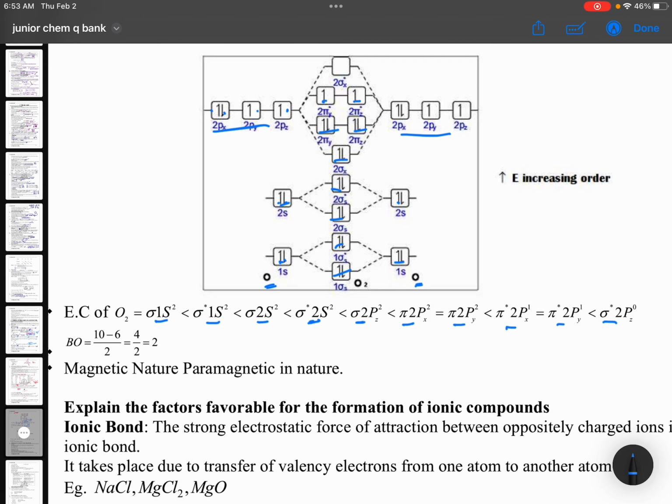Correct? So we are writing here sigma 1s2, sigma star 1s2, sigma 2s2, sigma star 2s2, sigma 2pz2, pi 2px2, pi 2py2, pi star 2px1, pi star 2py1. This is 1 and 1, you notice. Because of this it is paramagnetic in nature, due to unpaired electrons.